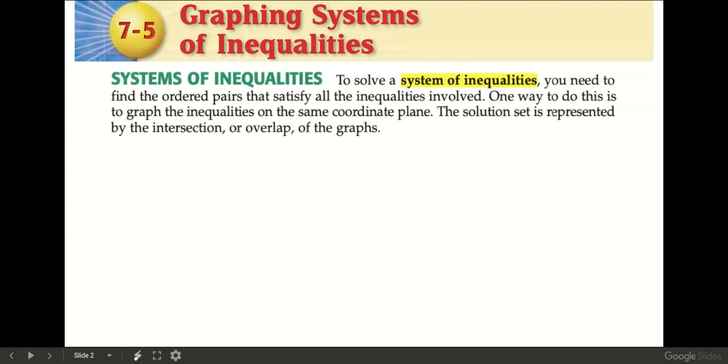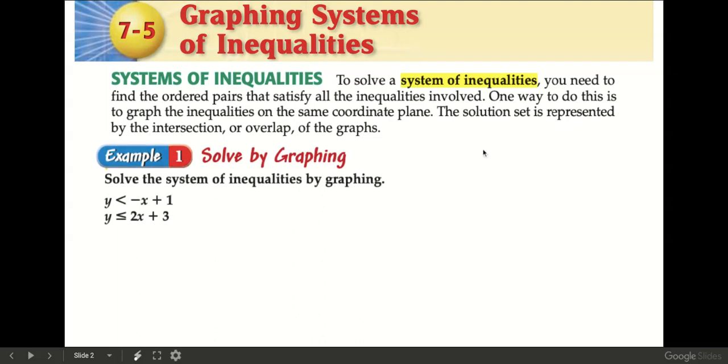System of inequalities. To solve a system of inequalities, you need to find the ordered pairs that satisfy all the inequalities involved. One way to do this is to graph the inequalities on the same coordinate plane. The solution set is represented by the intersection or overlap of the graphs. So here's an example. Solve the system of inequalities by graphing.